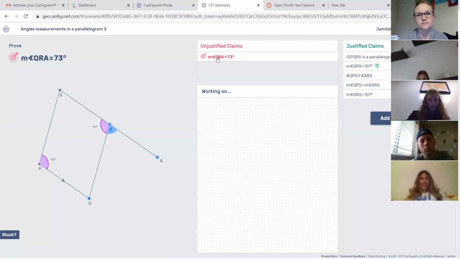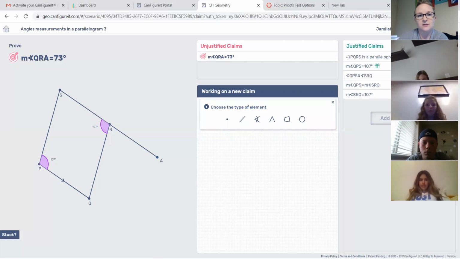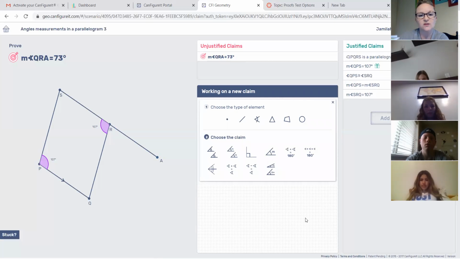Because then that line will add up to 180 degrees, because they make a line together. Okay, so I want to add a new claim, something to do with angles, and I want something to do with the fact that there is a line and the two angles have to add up to 180 degrees. Do you see it?